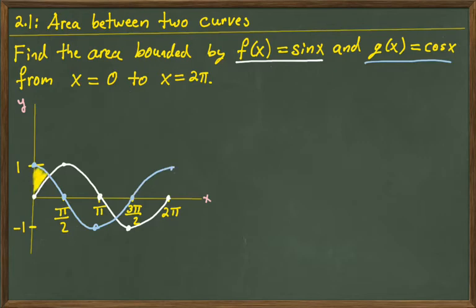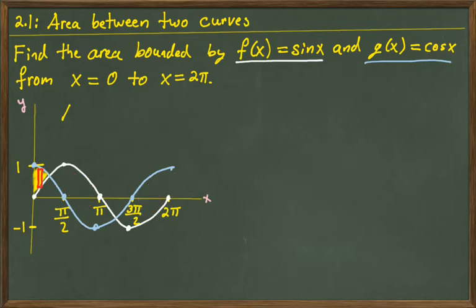So there's a piece right there on the far left. If we look at that one, the upper function is the cosine function, and the lower function is the sine. Now, when you get into the next region over here, the sine becomes the upper function and the cosine is the lower function. And then finally in the last region over here, the cosine becomes the upper function again and the sine is the lower function.